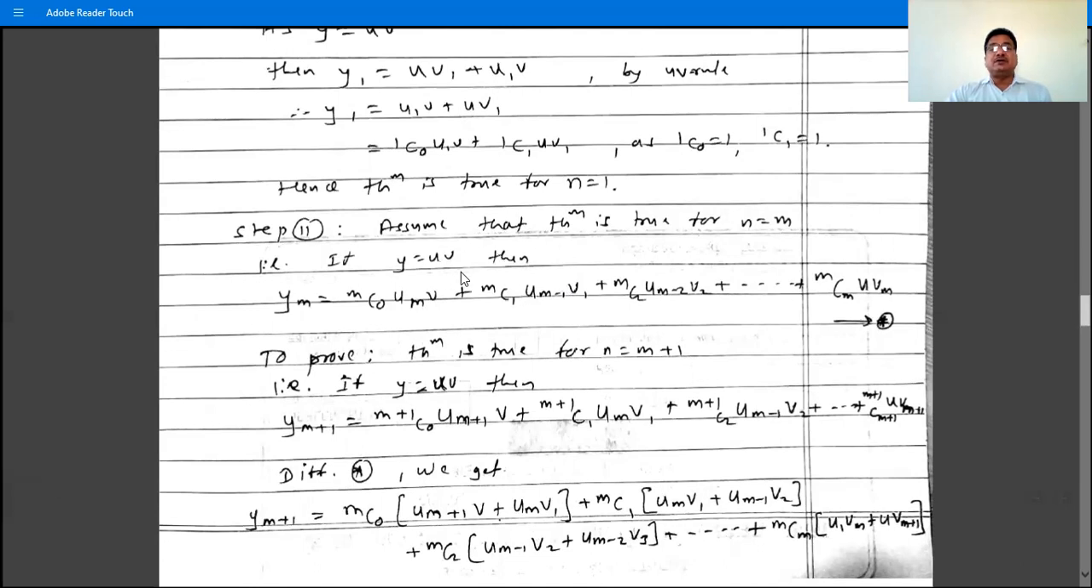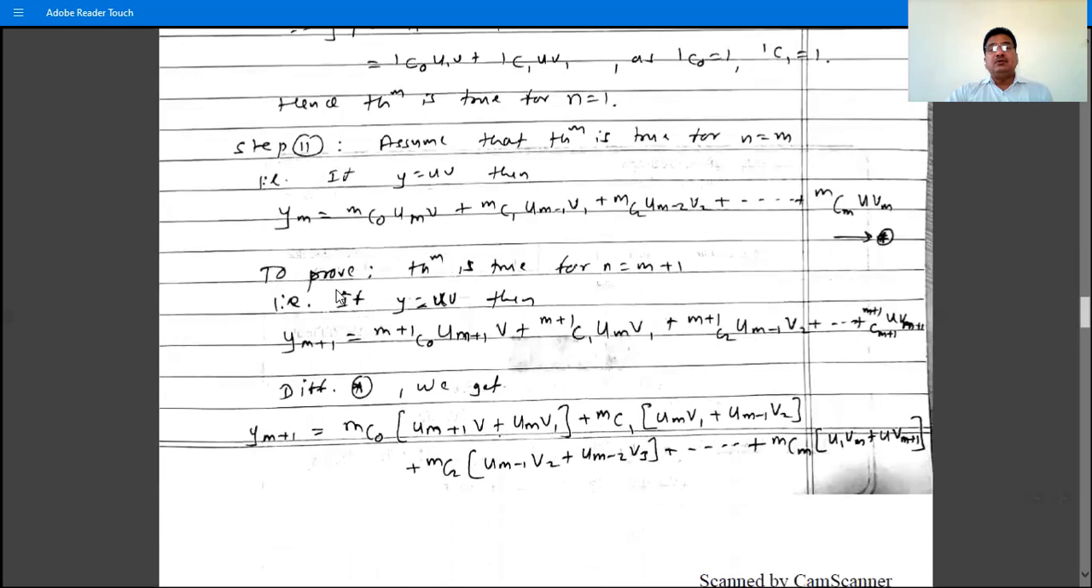It is our assumption. And what do we have to prove in the second step? To prove the theorem is true for n is equal to m plus 1. That is, assume the theorem is true for n is equal to m, and prove the theorem is true for n is equal to m plus 1. That is what we have to prove.